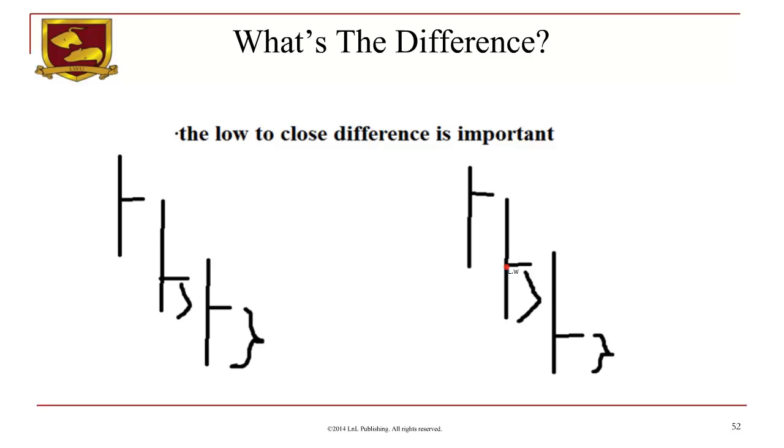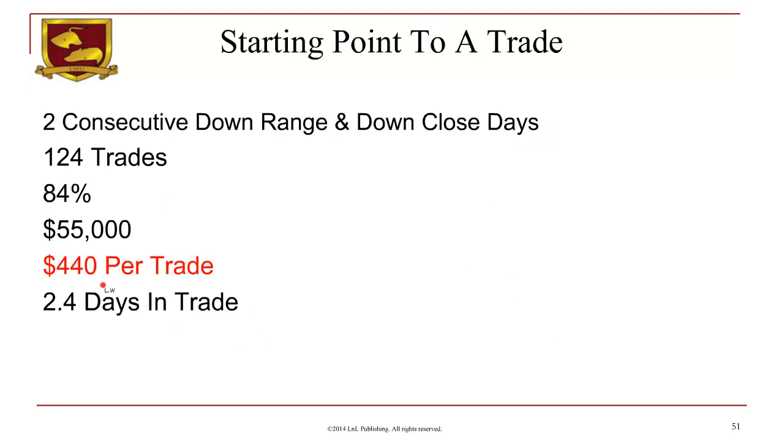Whereas in this example, down range, down close, the same thing, but I did not get as much buying low to close today as I did low to close prior day. So we still have not seen buyers coming into this marketplace. In this example, we did see buyers coming into this marketplace. That sets up this pattern of $440 per trade.